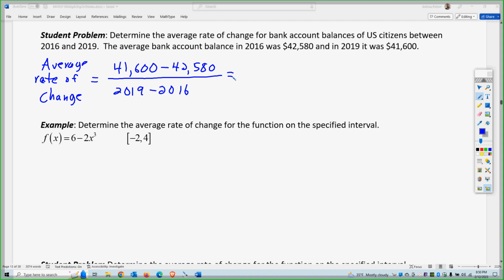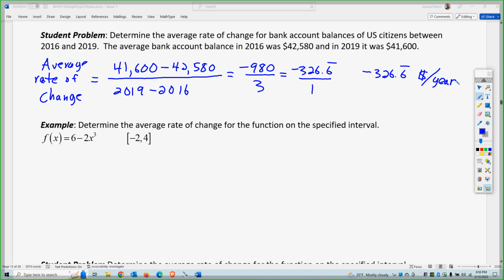Okay, so it's going to give us a negative value on the top. So 41,600 minus 42,580 is negative 980. And on the bottom, 2019 from 2016 is a difference of 3 years. So it's not going to work out perfectly, but that's fine. So 980 divided by 3 is going to be negative 326.6 repeating over 1, or basically negative 326.6 repeating dollars per year that everybody's bank account is essentially going down on average.